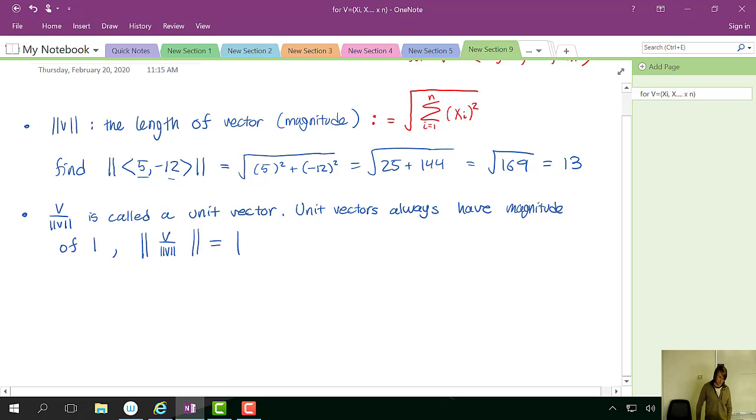So in our example, what is v divided by its own magnitude? Like, what does that look like? Do we know how we do that process? It's actually pretty simple when you're multiplying a number by a vector. First, what's the number we're dividing by? The magnitude of v, we found it to be 13, right? So what I'm doing is 1 over 13 times my vector v, which is this, 5, negative 12.